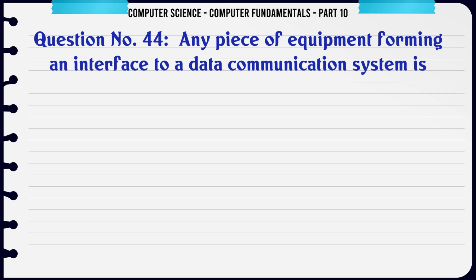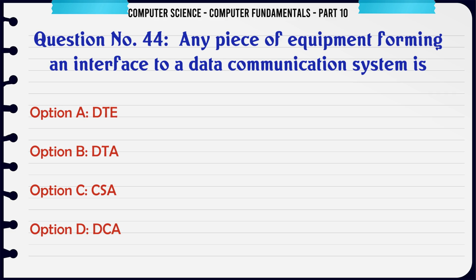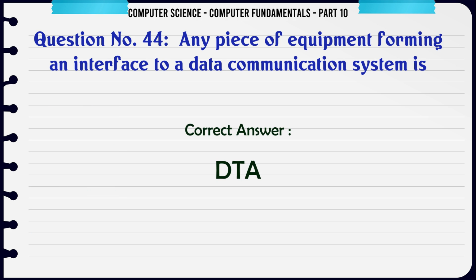Any piece of equipment forming an interface to a data communication system is A. DTE. B. DTA. C. CSA. D. DCA. The correct answer is DTA.